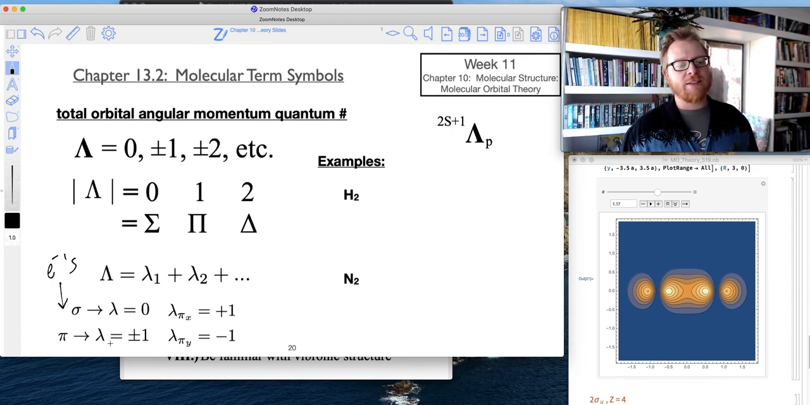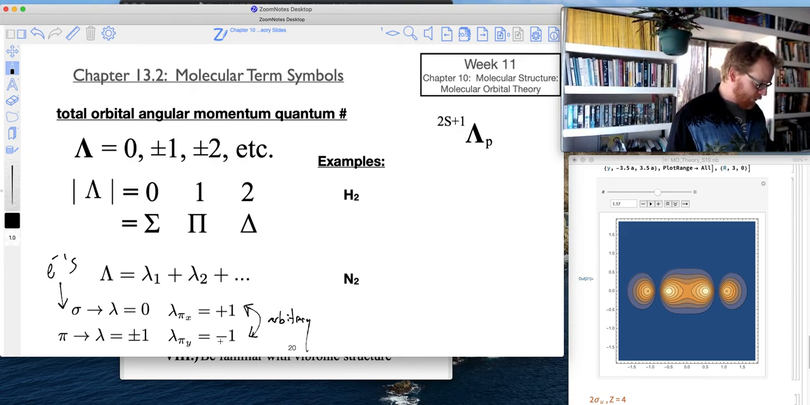When we have pi electrons, lambda can be plus or minus 1. It's arbitrary which one we pick as plus or minus 1. But what's important to note here is if we put something in the pi x, we'll call it plus 1, and if we put something in the pi y, we'll call it minus 1. I could switch these if I want to. It's arbitrary. But however I decide to do it, if I call pi x plus 1, I have to call pi y minus 1. That's really important.